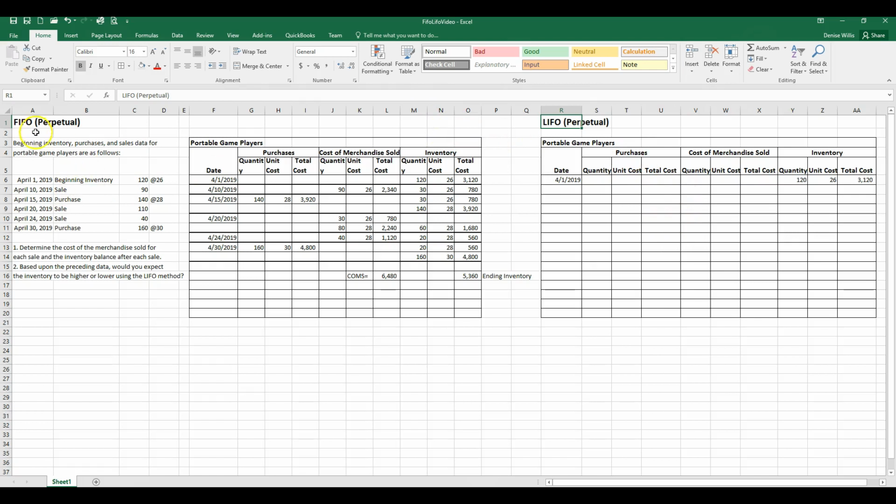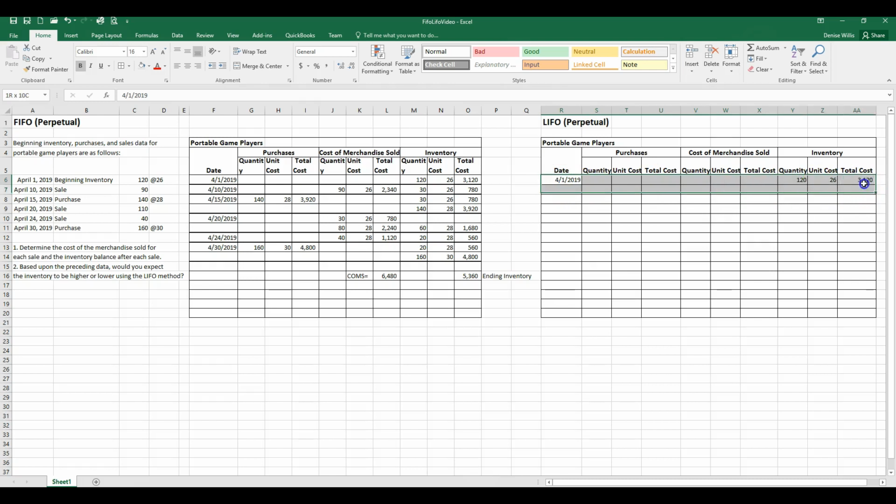So now we're on to Lifo. This was FIFO, first in, first out. This is Lifo, last in, first out. Okay, so we're starting out the same. On April 1st, we have 120 units. They cost $26 a piece, so the total cost is $3,120.